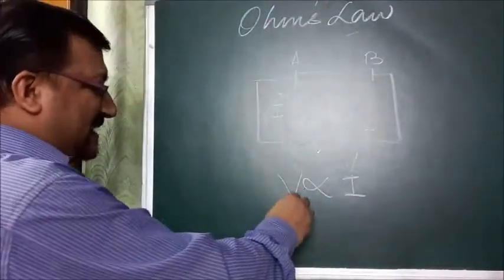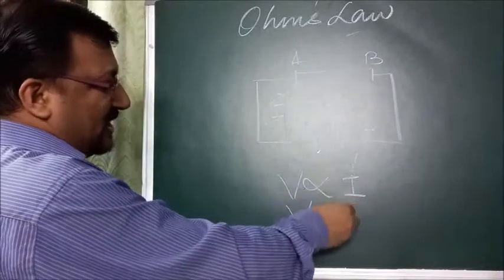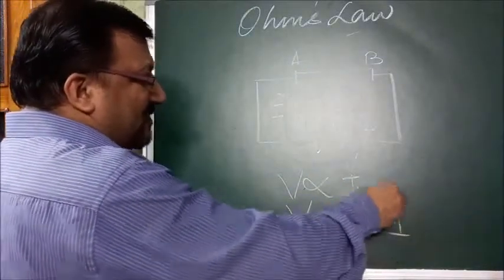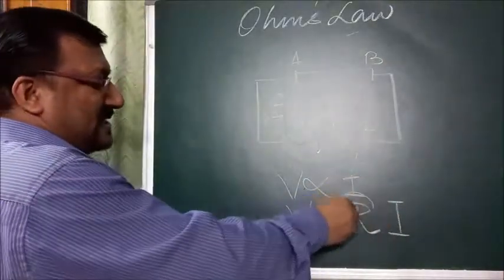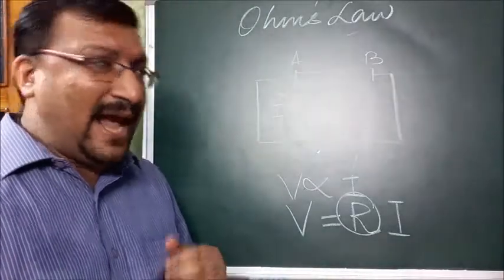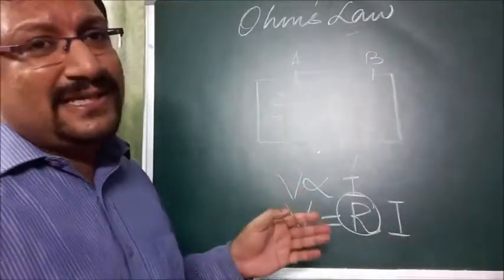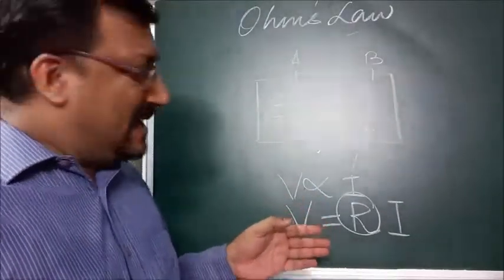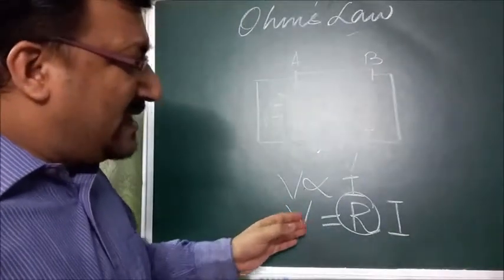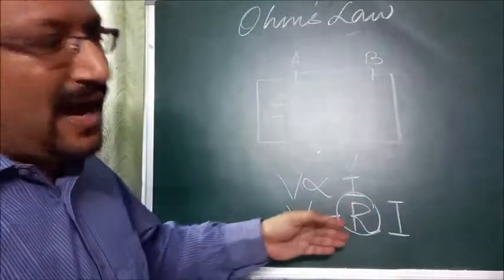So, in order to remove this sign of proportionality, what am I supposed to do? We know from mathematics that to remove the sign of proportionality, I need to bring in a constant. And this is my constant of proportionality. What do we call this? We call this resistance. That means we can say V is equal to IR.